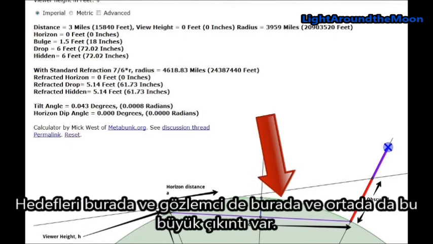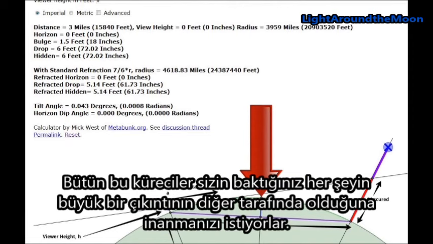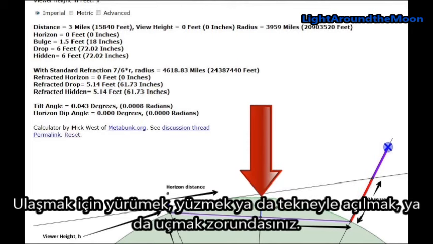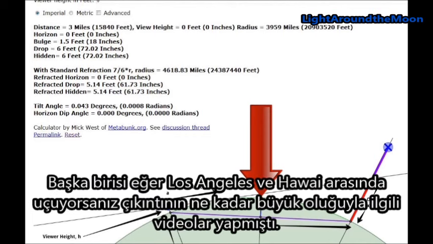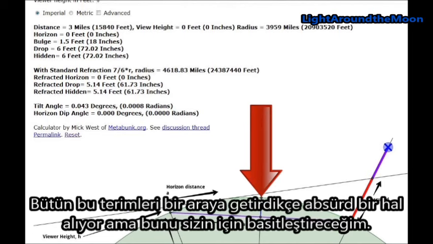Okay, they got this target over here, and the observer over here, and this big bulge in the middle. And that's what all these ballers would have you believe, is that everything you're looking at is on the other side of a big bulge you're going to have to walk or drive or swim or take a boat or fly over to get to. And somebody else has done videos on how big that bulge would be if you're flying from like Los Angeles to Hawaii. I mean, it gets quite absurd when you start putting it into these terms.